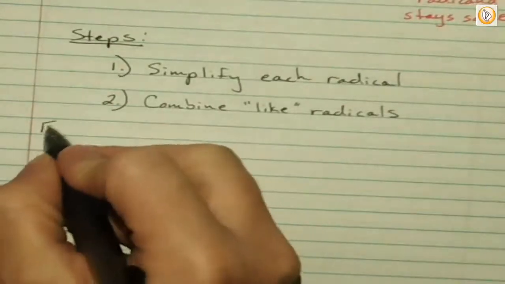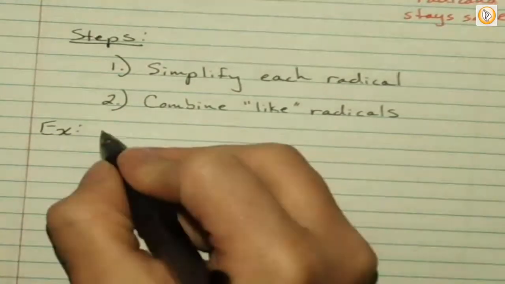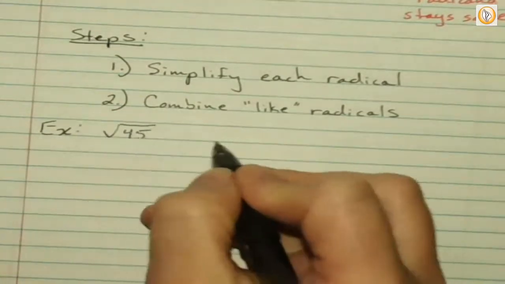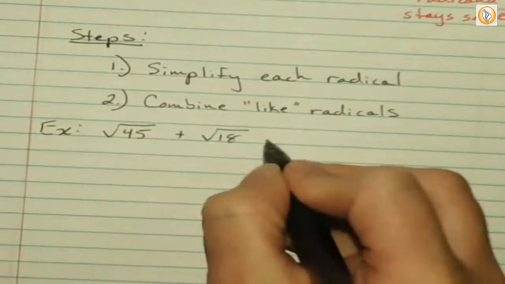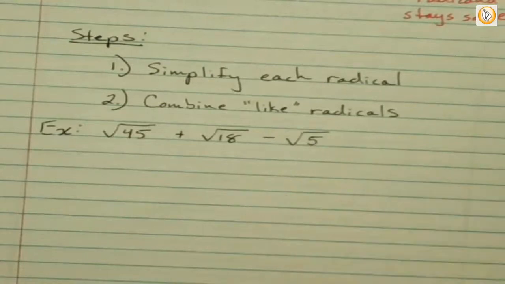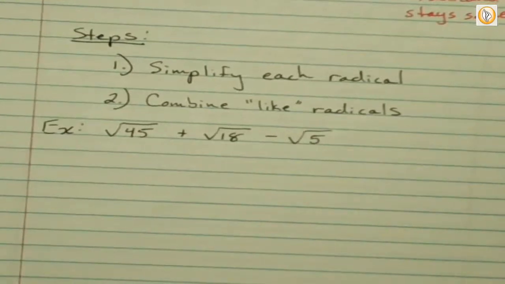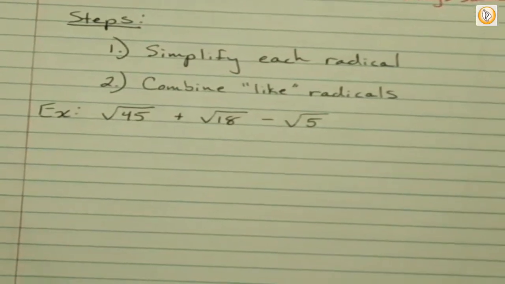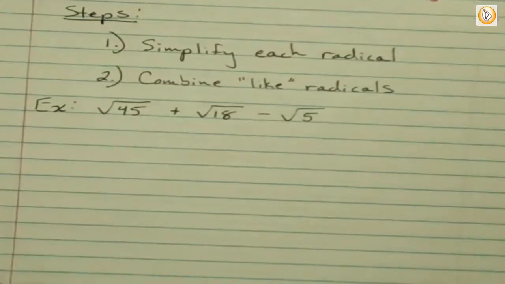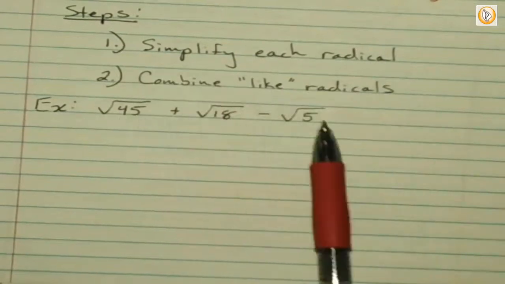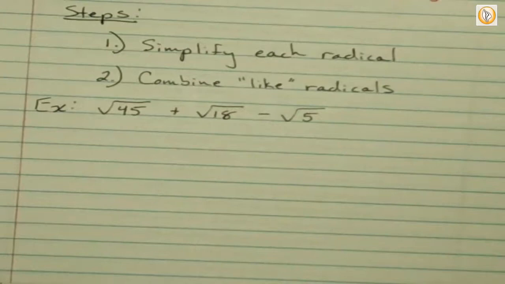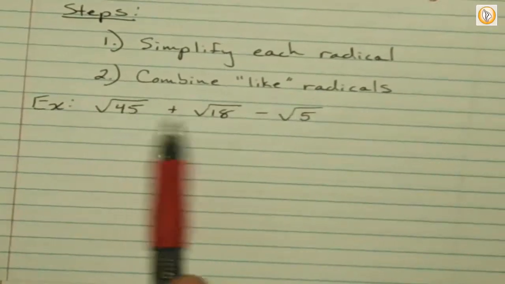So for example, I'll give you a long one. Square root of 45 plus square root of 18 minus square root of 5. I better see people writing it down. No like terms. Okay, so do any of the radicals match? No. Which ones can be simplified? The 18 and 45. Okay, these two can be simplified.